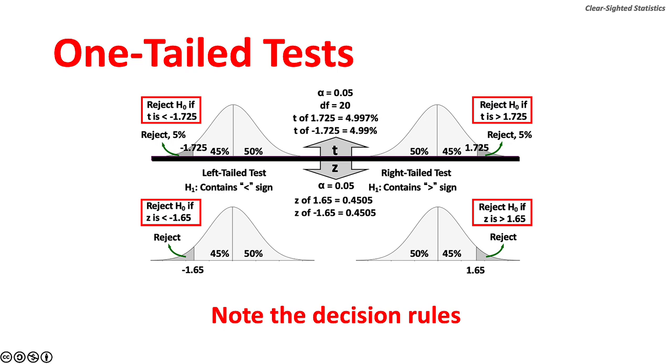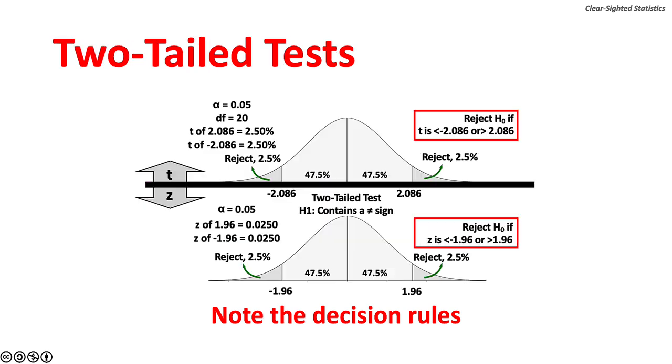Here are the decision rules for left tail and right tail tests using Z and T at a 5% significance level. The decision rule for a left tail t-test with 20 degrees of freedom is reject the null hypothesis if t is less than -1.725. The decision rule for a right tail z-test, reject the null hypothesis if z is greater than 1.65.